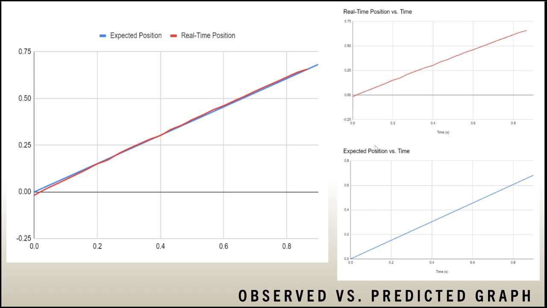So, this is the graph. We have real-time position versus time and expected position versus time. What's the difference between these two graphs? Well, you can see it here. If you can't really see it, then right here we have a much straighter line in the expected position versus time, but the real-time position is a bit more wonky. It's not as straight. So why is this?